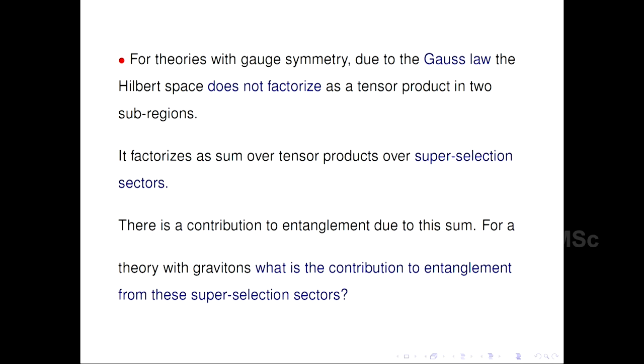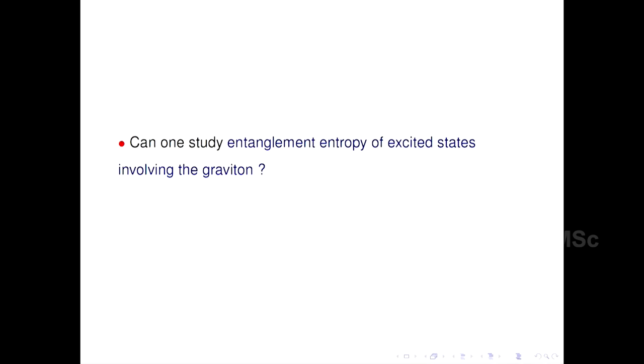Now, for theories with gauge symmetry, due to the Gauss law, the Hilbert space does not factorize into two subregions. I will detail it a little bit later again. It actually factorizes as a sum of superselection sectors, and there is a contribution to entanglement due to the sum. Now, for a theory with gravitons, how do you find the superselection sectors? How do you find the entanglement entropy of these sectors? And the second question is, okay, you have the ground state, can you study excited states over it?